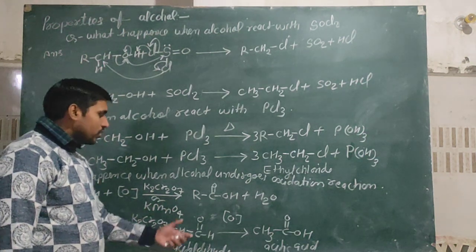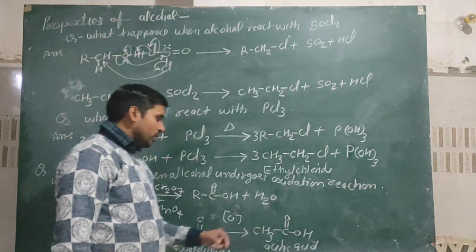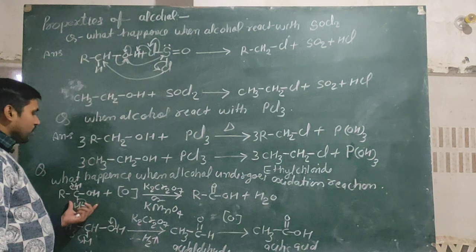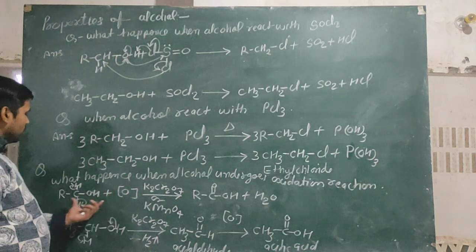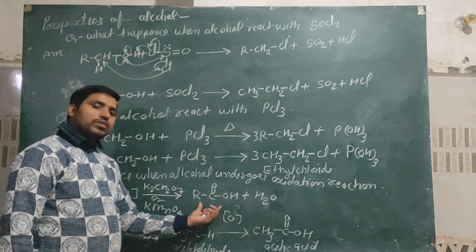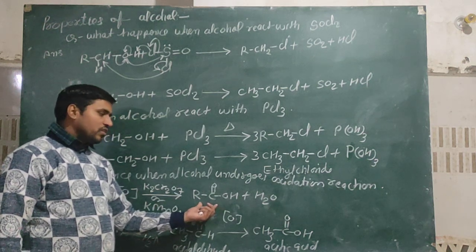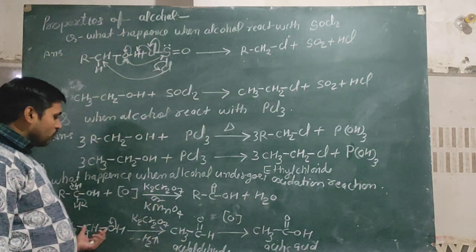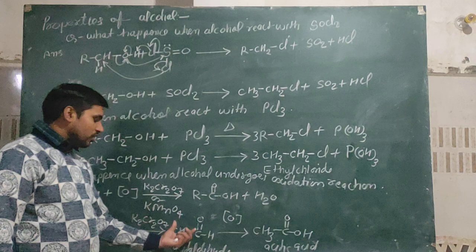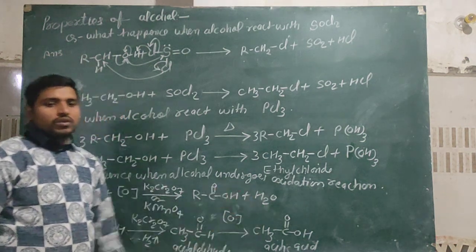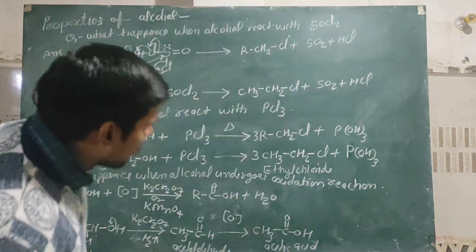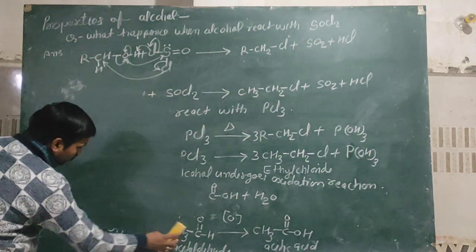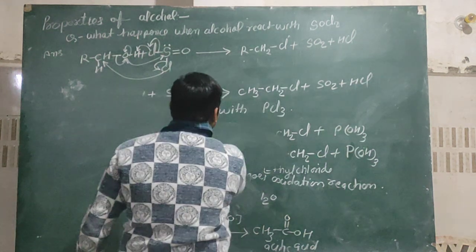I hope you understand better: when any alcohol undergoes oxidation in the presence of K2Cr2O7 or KMnO4, firstly it changes into an aldehyde, then it changes into a carboxylic acid. The above reaction, in which we directly change alcohol into carboxylic acid, is also right, but one more step takes place when alcohol undergoes oxidation. Firstly it forms an aldehyde, then it forms a carboxylic acid. Okay, I hope you understand the different types of reactions of alcohol.